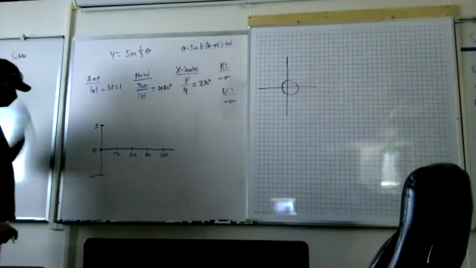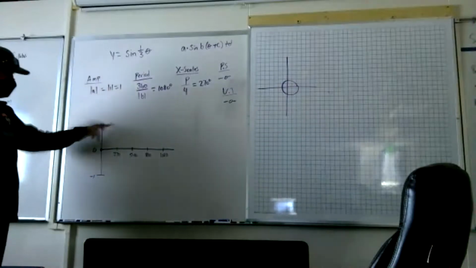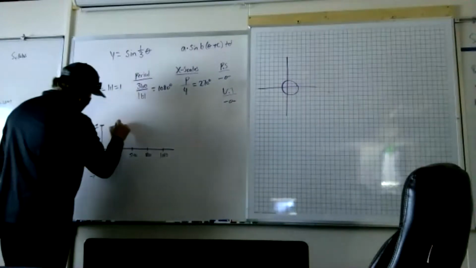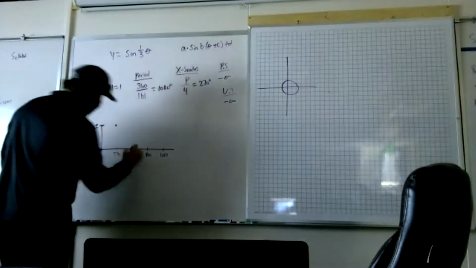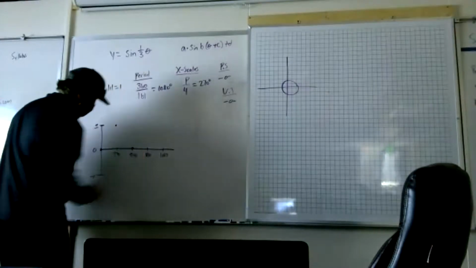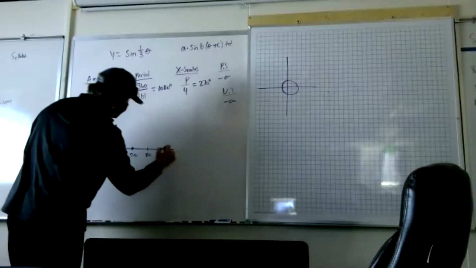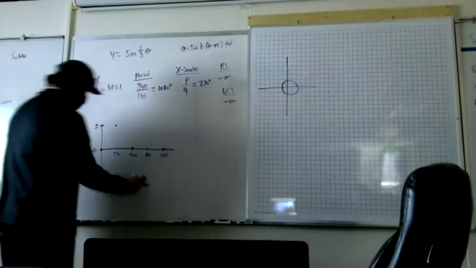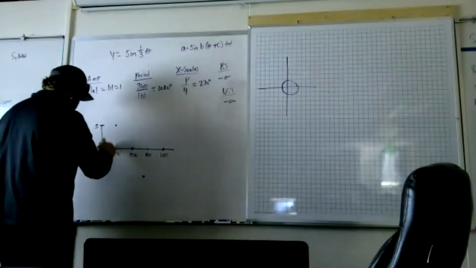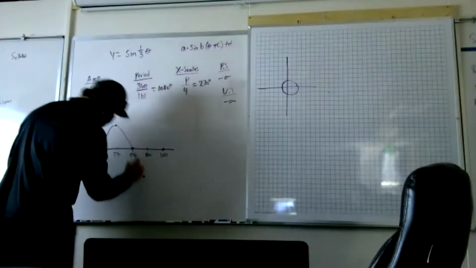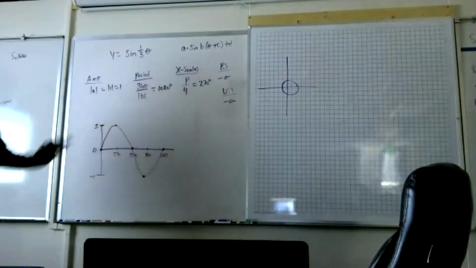Okay, so if I wanted to graph my sine function, I know it starts on the midline and then goes to its maximum. So I go to my maximum at 270. I go to the midline at 540. I go to its minimum at 810, and then back to the midline at 1080. Draw my graph. That is what the graph would look like.